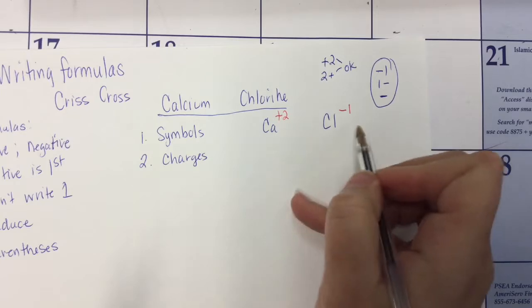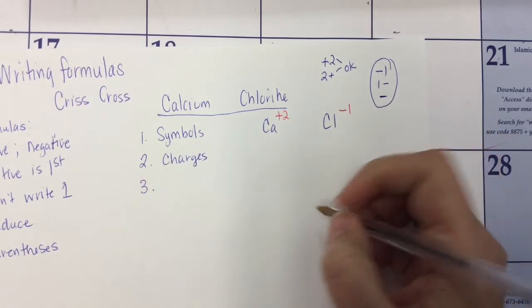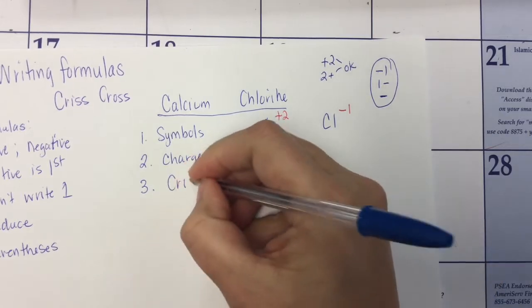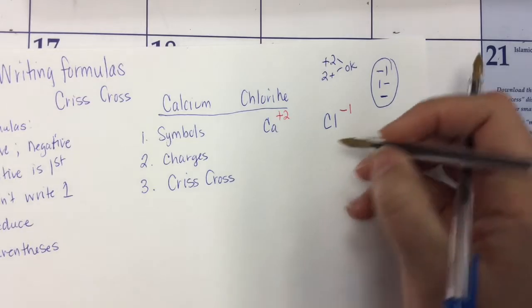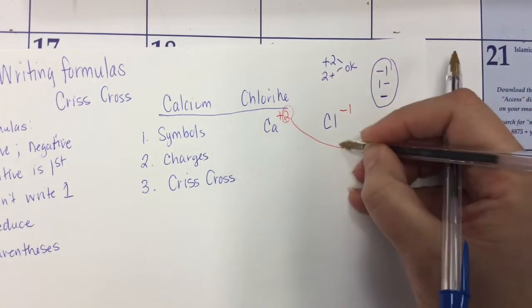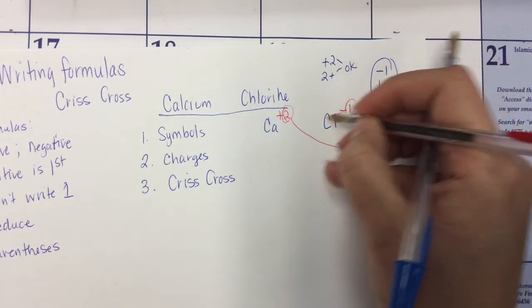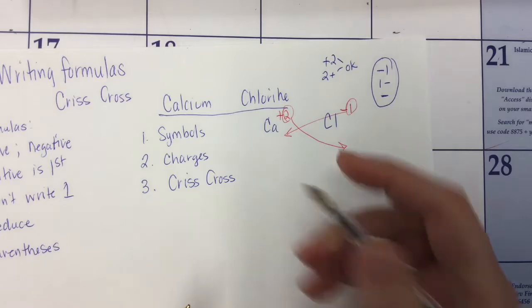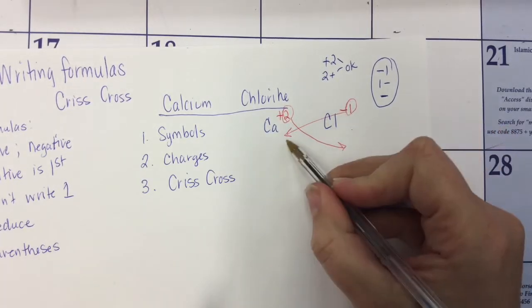So back to our process. We've found the symbols, we wrote the charges, and now we are going to do the crisscross. In the crisscross, what you do is you take the number only, and it goes to the bottom of the other element, and you take this number and it goes to the bottom of the other element. So I say, you're taking it from the attic and putting it in the basement of the other element.